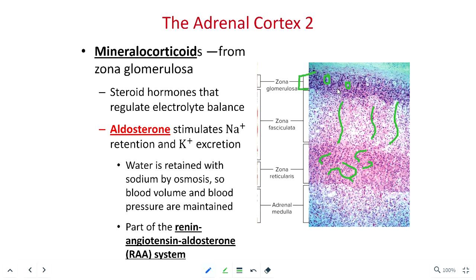So as we look at mineralocorticoids that come from this zona glomerulosa, they regulate electrolyte balance. The single most important mineralocorticoid is aldosterone.